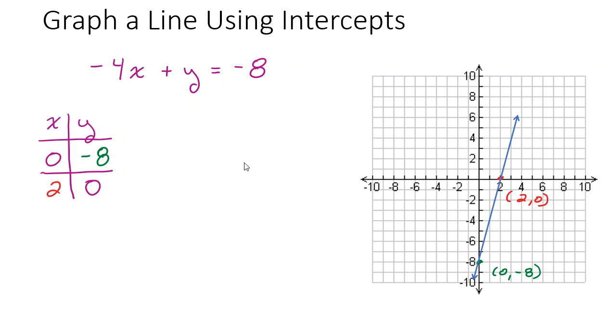All right, how did you do? You should have got 0, negative 8 for your y-intercept and 2, 0 for your x-intercept. All right, if you plug those values in, you'll see that they work. Watch your negatives there. You've got to make sure all your negatives are working out. And then we just connect these 2 points and we have the graph of our line.